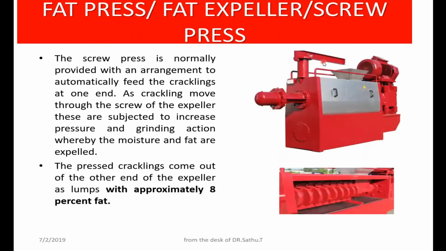And this is a fat expeller or screw press method. The screw press is normally provided with an arrangement to automatically feed the cracklings. So you can automatically feed the cracklings inside this one. As the cracklings move through the screw of the expeller, they are subject to high pressure and grinding action, whereby the moisture and fats are expelled out. Here is another common method they'll be using in the commercial rendering plants. Now they're going with this screw press method. Approximately the fat can be reduced to 6 to 8% by the screw press method. So it all depends upon the capital investment that you can do.